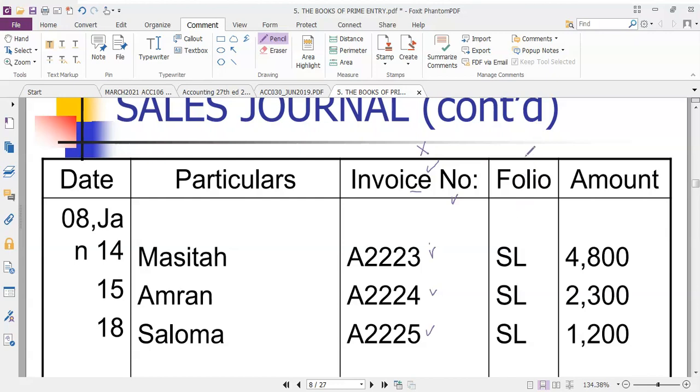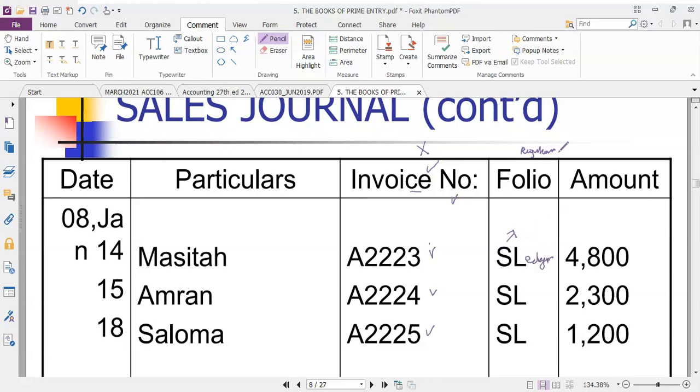Folio ni macam mana? Ini rujukan kita. Rujukan kita untuk kita tahu sales journal tu akan kita transferkan ke mana selepas ini, iaitu sales ledger lah. You already know after kita open journal and then we must open sales ledger, right? So the folio is where the place that journal must be transferred to. So that is folio. SL is for sales ledger.